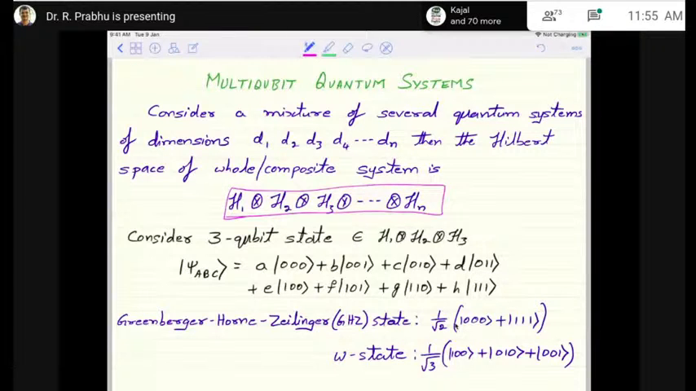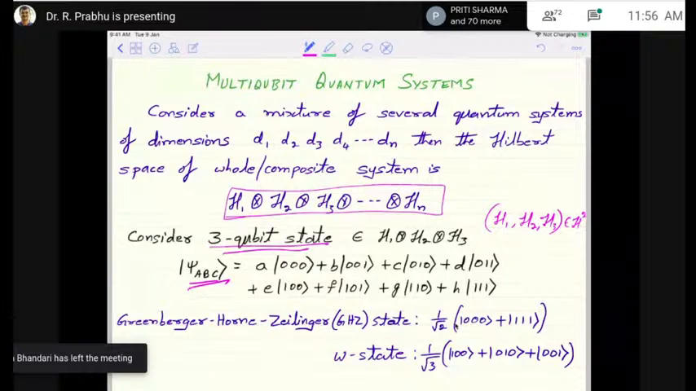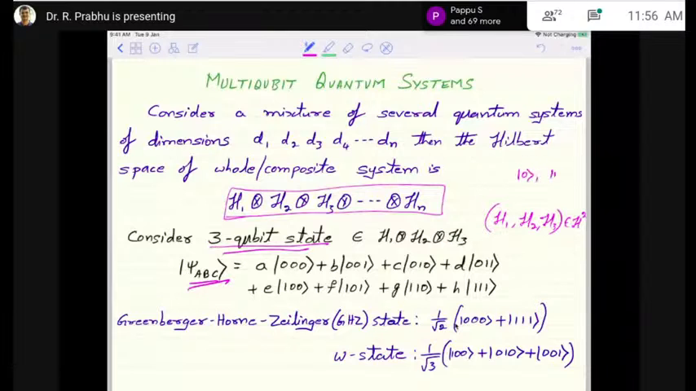If you just consider a 3-qubit state, that means I have 3 qubits. So H1, H2, H3 all belong to the same Hilbert space of dimension 2, that is, the qubit. A general 3-qubit state can be written with all the possible orientations for the qubits. You know that a qubit contains only 0 and 1. So therefore we have all the 3-qubit states.